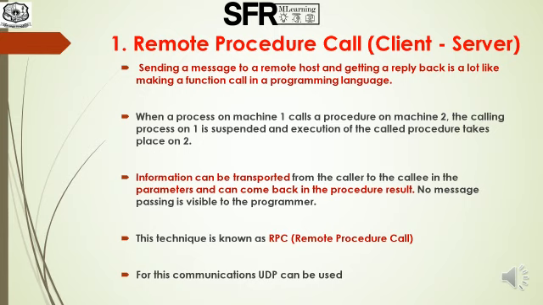That is, when a process on machine 1 calls a procedure on machine 2, let machine 1 be the client and machine 2 be the server. So the calling process on machine 1, that is the client, is suspended and execution of the called procedure takes place on machine 2, that is the receiver. Here, information can be transported from caller to callee in terms of parameters and can come back in terms of the procedure result. But this message passing is invisible to the programmer.